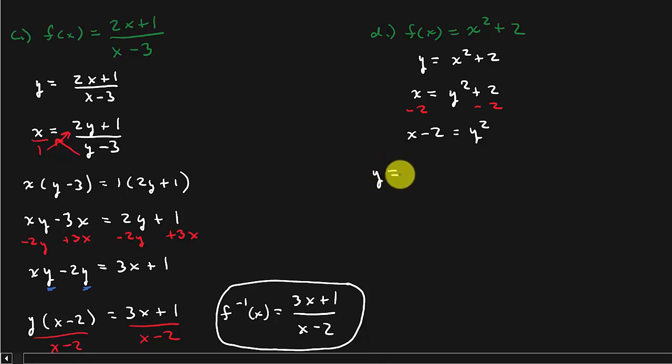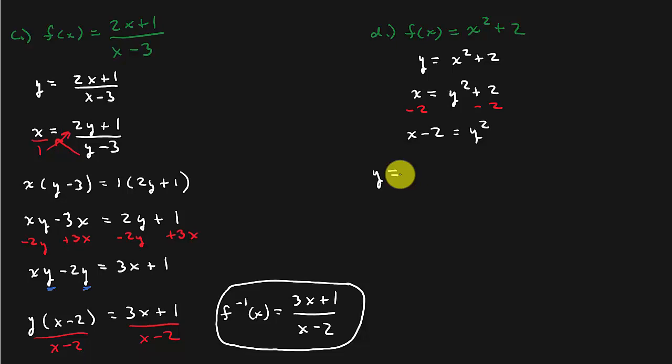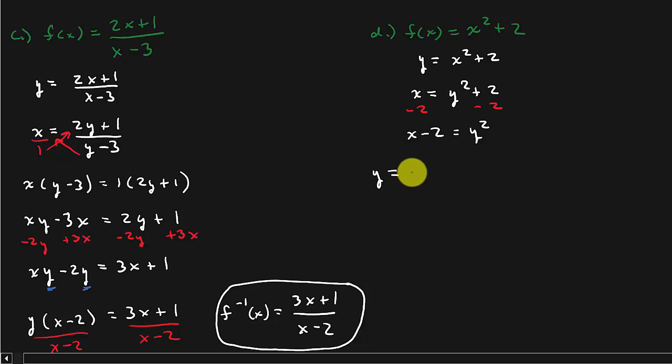All right, pause the video and think about it for a minute. What do we get? All right, so we get y equals negative square root of x minus 2 or y equals square root of x minus 2. Don't forget that. Square rooting both sides, that's the square root property. It's just like when you had x squared equals 9, x equaled what? Plus or minus 3, right? Same thing here. Now, my question is, which one's the inverse?